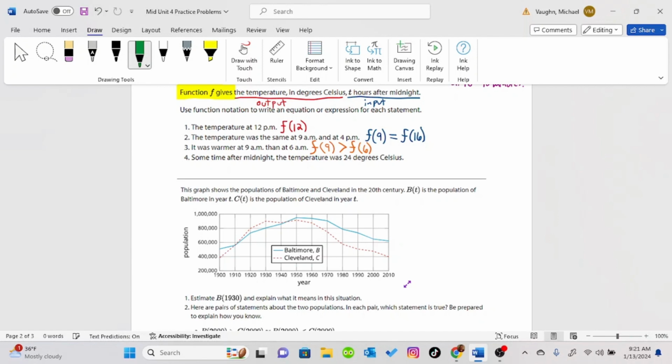And finally, number 4, sometime after midnight, the temperature was 24 degrees Celsius. So we know the function name is f. We don't know how many hours after midnight, but they told us to use the variable t. So we'll say f of t, and this time they do tell us the actual temperature, so it equals 24 degrees.